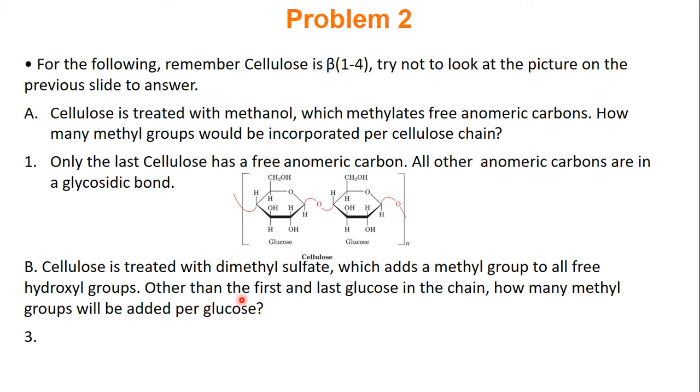All right, so next question. Cellulose is treated with dimethyl sulfate. This adds a methyl group to any free hydroxyl. Other than the first and last glucose, how many methyl groups will be added? So if we look at glucose, free hydroxyl, free hydroxyl, free hydroxyl. So for any glucose molecule in the cellulose chain, it will have 3 methyls added to the OH.